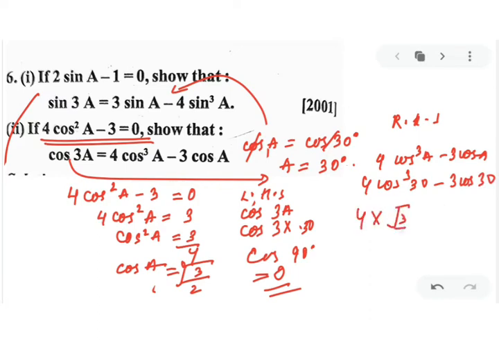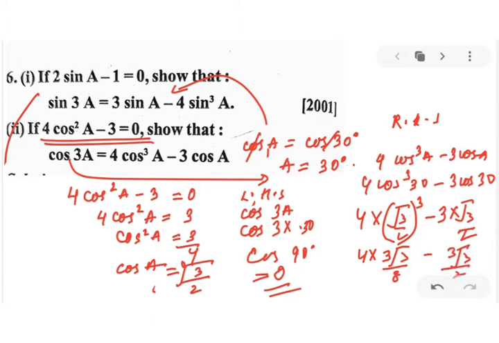Cos 30 is root 3 upon 2. And the cube, minus 3 cos 30, I'll put as root 3 upon 2. Yes, my dear kids, when you take the cube of root 3 upon 2, you will get 4 into 3 root 3 upon 8 minus 3 root 3 upon 2. Got my point clear? You can cancel 4 ones are 4, 4 twos are 8. So you will get 3 root 3 upon 2 minus 3 root 3 upon 2, that is 0.